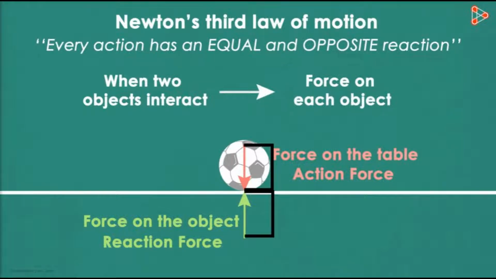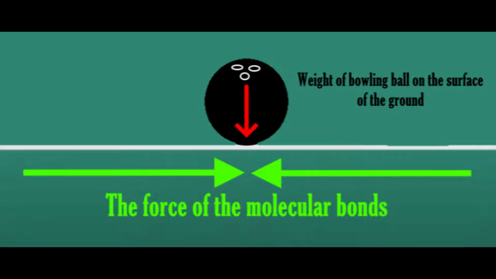The problem here is that the table is not exerting any upward force on the ball. Forgive me as I exchange the soccer ball for a bowling ball here. But the forces in play in the table are horizontal, not vertical. The reason the ball does not fall through the table is because the strength of the table's molecular bonds is stronger than the weight of the bowling ball.